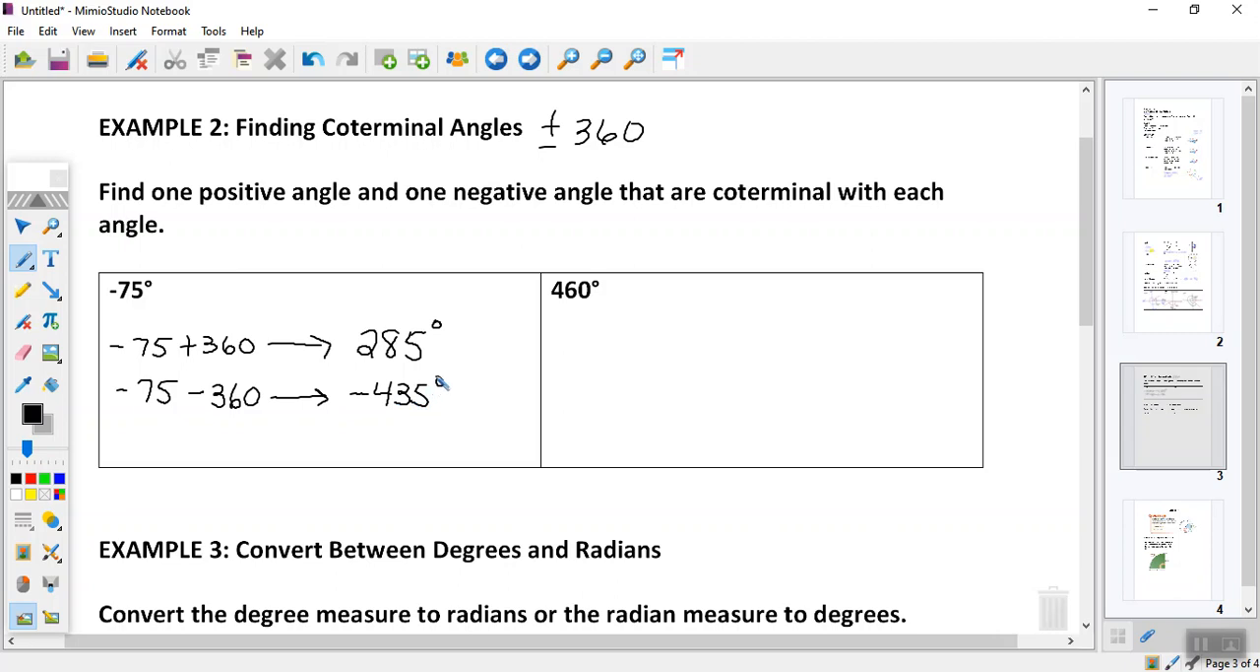Okay. It said just name one positive coterminal and one negative coterminal. Have we accomplished it? Yes. However, are those the only two right answers? No. I can continue to add 360 or continue to subtract 360. Very good.